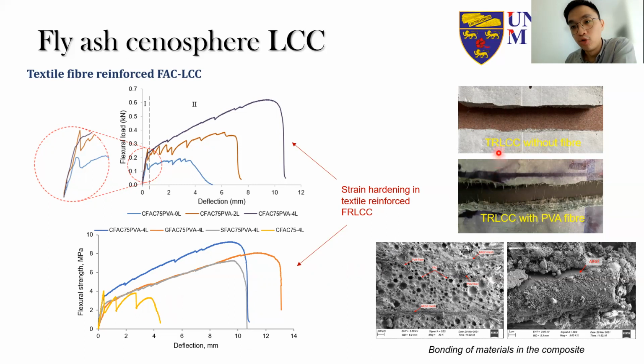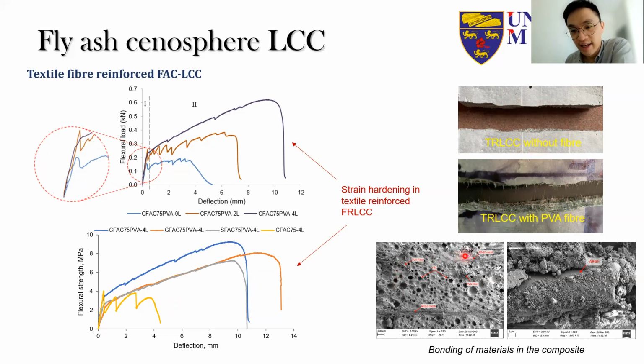So when we look at the failure mode, if we just use textile mesh to reinforce the LCC, upon failure it's just a single crack and it just snaps into 2. But with the inclusion of the PVA fibers with the textile reinforced mesh, we can see that it's a more gradual failure and the fibers are all pulled out, instead of a very clear break like what we see for the samples without any fibers.